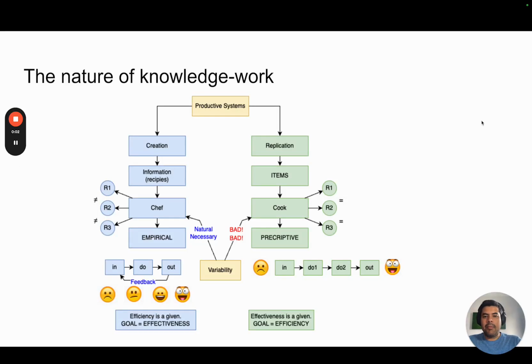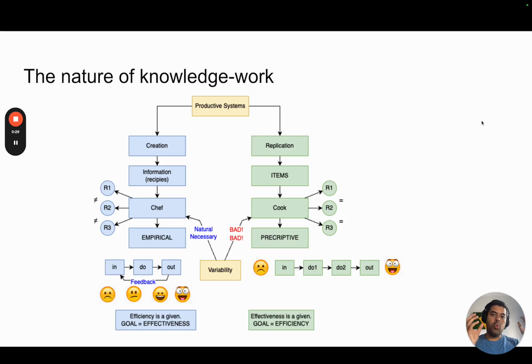All right. Hello again. So let's talk about the nature of work, right? And I want to do this contrast between those two types of productive systems, right? So in the green side, we have the replication work or the replication world. So an example would be a kitchen in a restaurant that produces meals, right?